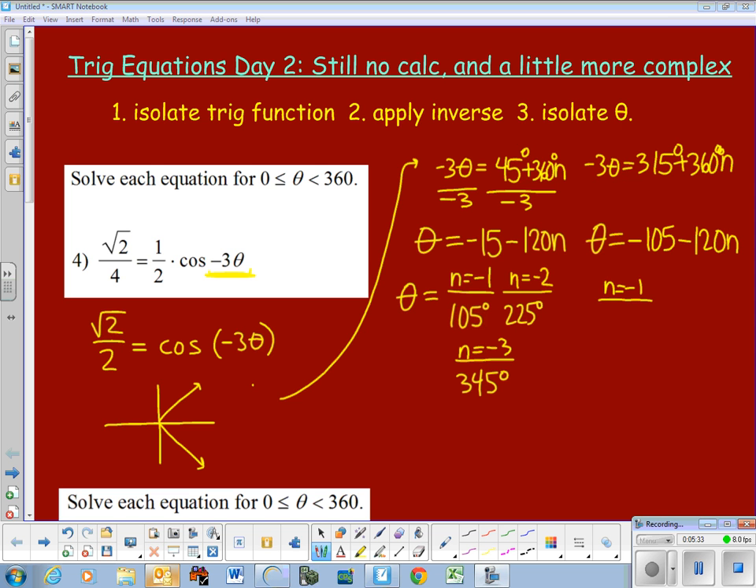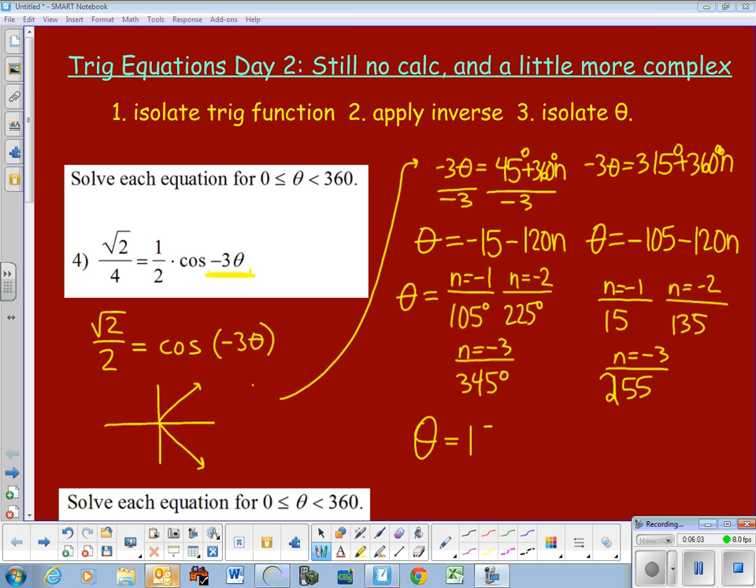If n is negative 1, theta is going to equal negative 105 plus 120, which is 15. When n is negative 2, I'm going to add another 120 and get 135. And then negative 3 gives me another 120. That makes 255. So when it's all said and done, I have 6 answers.